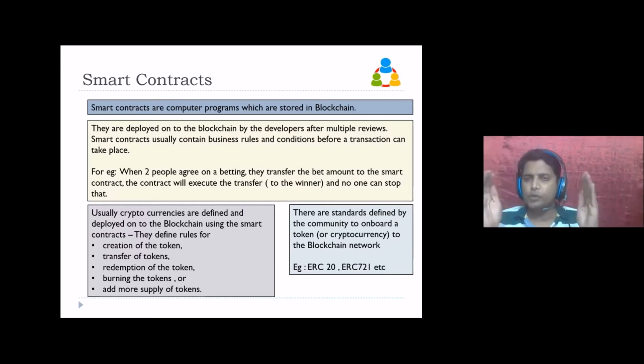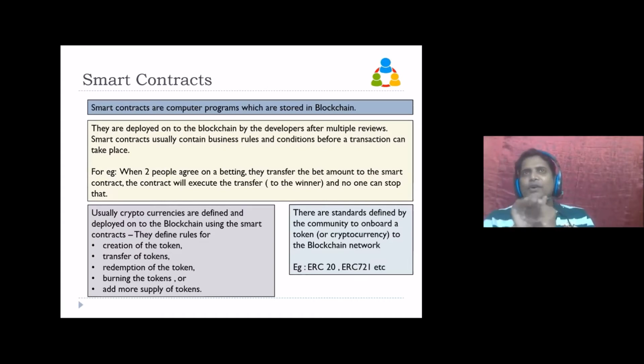when two people come onto a betting. Betting in the sense like if India wins a match today. If there is a World Cup match going on between India and New Zealand, and one person says that India will win, if India wins, you will have to give me 10,000 rupees. The other person says if New Zealand wins, you will have to give me 10,000 rupees. So when the match gets over, what if the other person doesn't pay you?